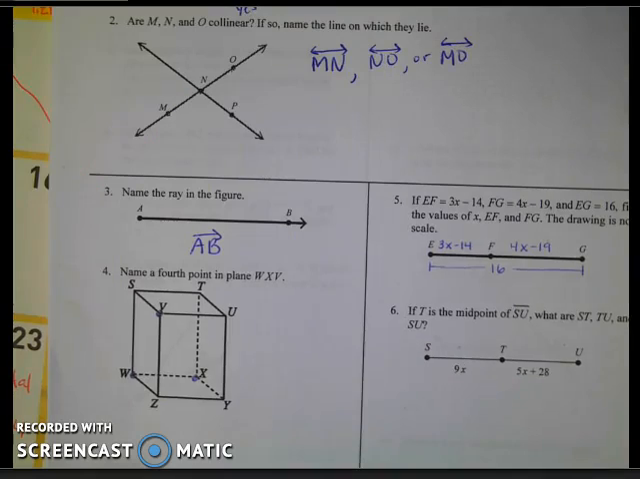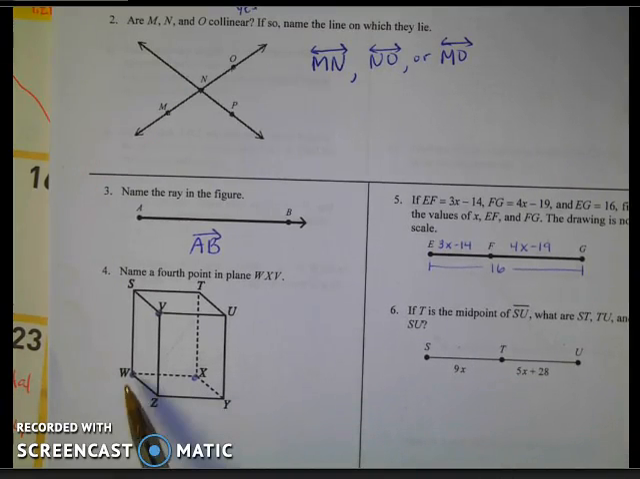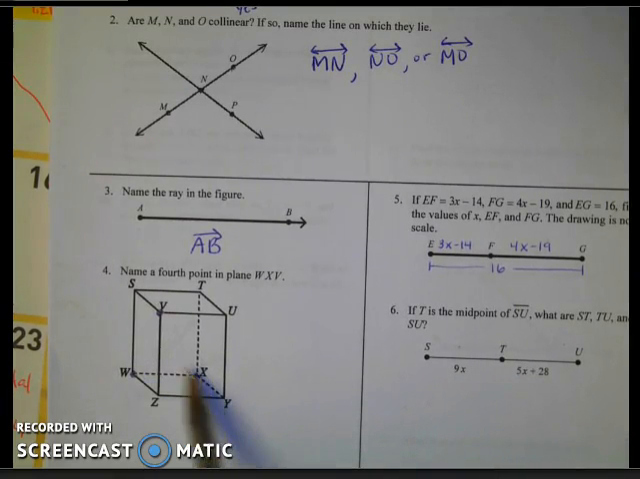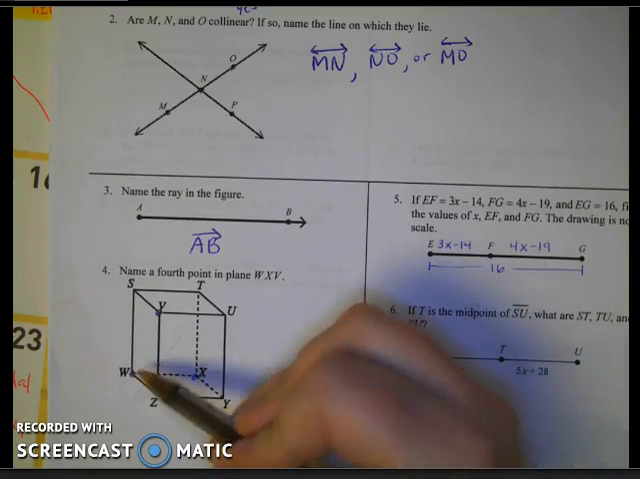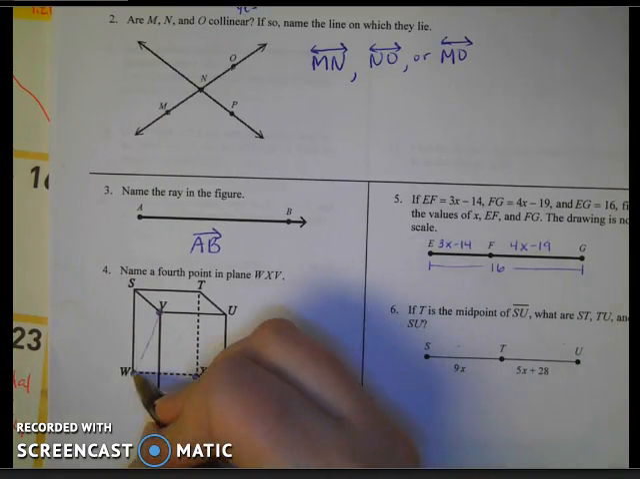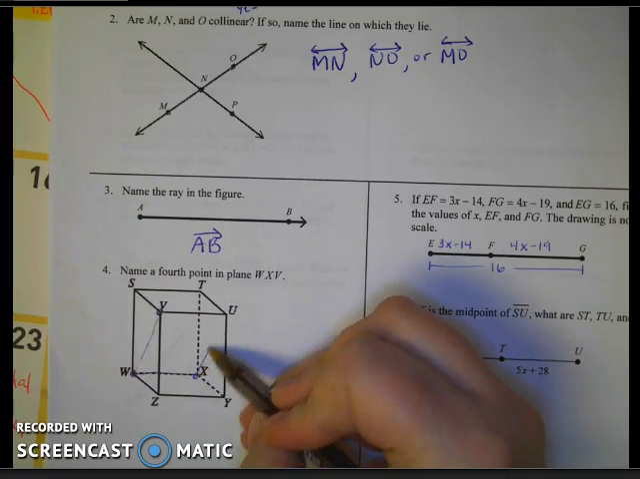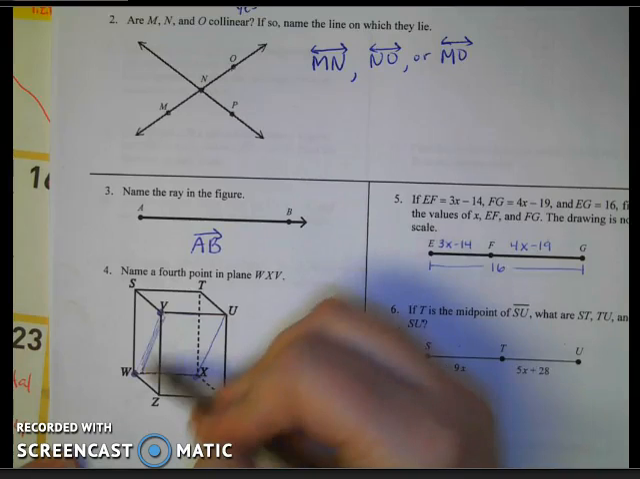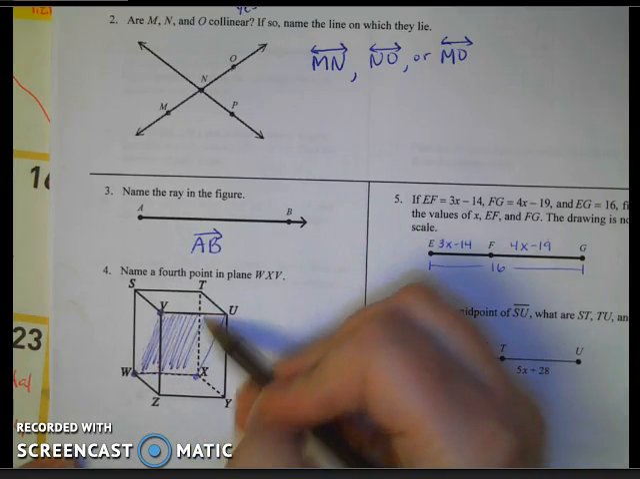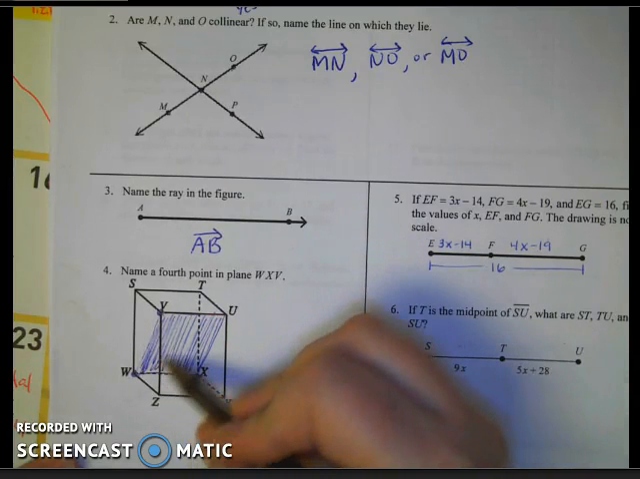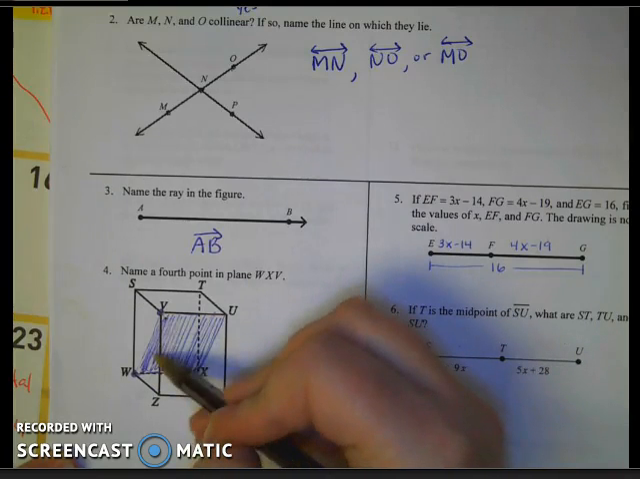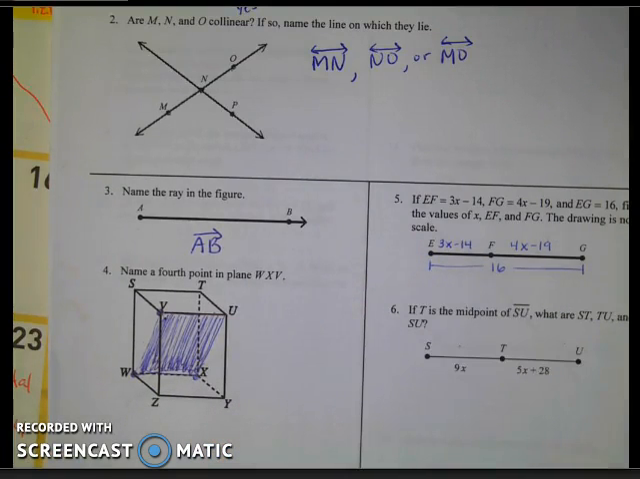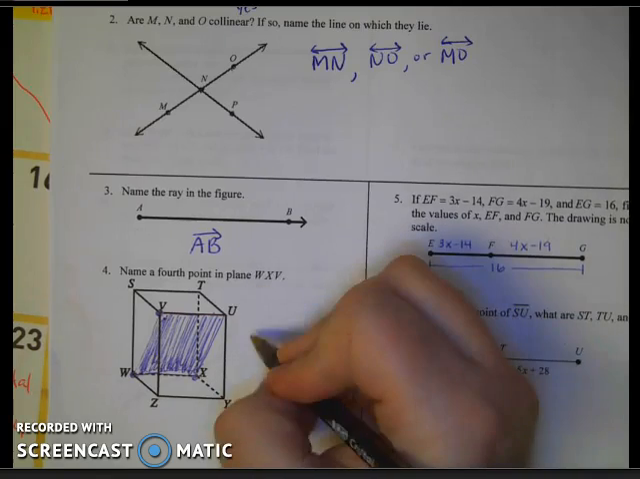Number 4, name a fourth point in plane WXV. If we're going to contain these points in the same plane, I actually have to create a diagonal. I'll shade that in so you can see it. If we've cut through that figure, what would be the other point that is in that plane? It would be point U.